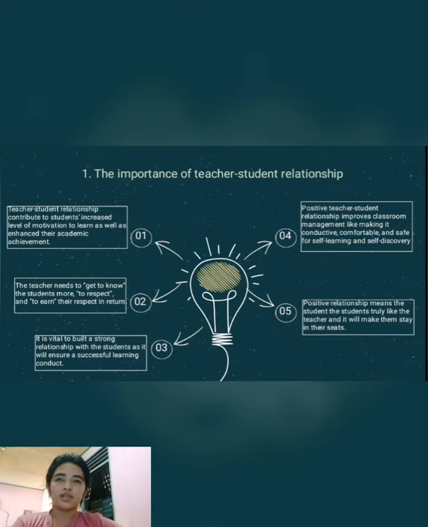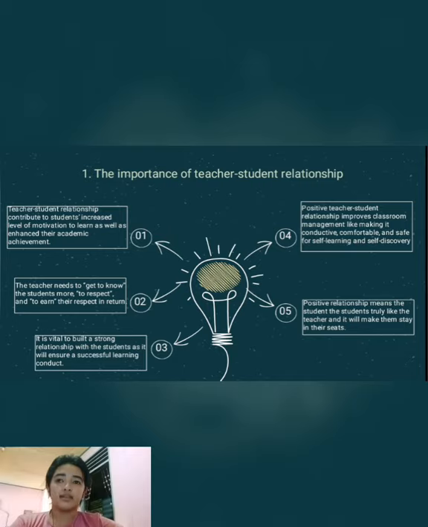the first thing that I want to share. The first point is the importance of teacher and student relationship. I have 5 things that I want to share with you guys. The first one is teacher and student relationship contribute to student increased level of motivation to learn as well as enhance their academic achievement.